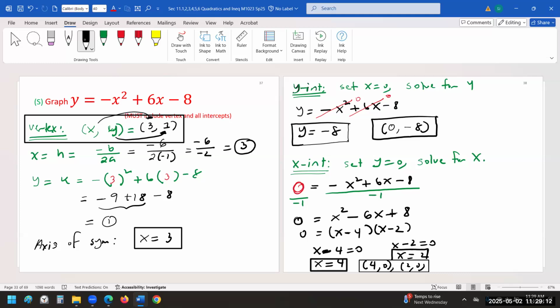So we have all the information we need, and we can graph them. Let's start with the vertex. The vertex is (3, 1). So 1, 2, 3, and 1. Our x-intercepts are 2 and 4, so 2 is here and 4 is here. The y-intercept is negative 8. Let's say this is negative 8 somewhere.